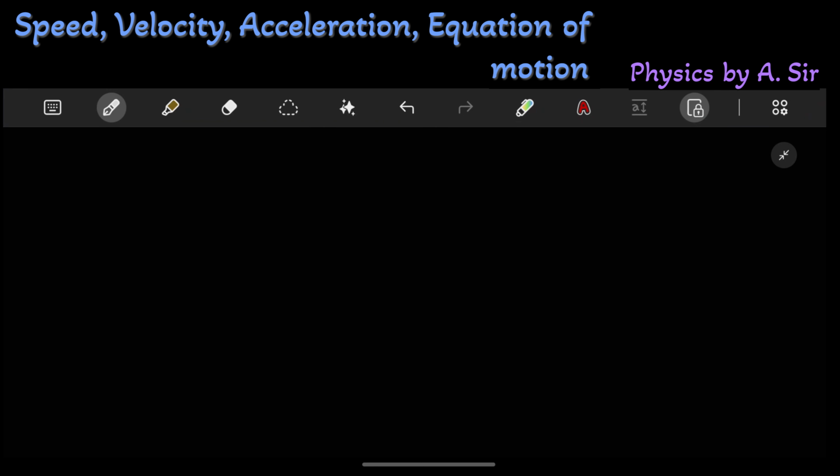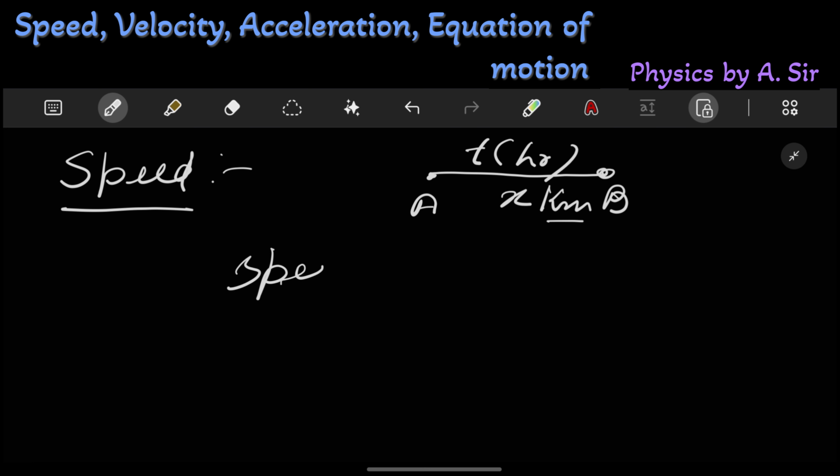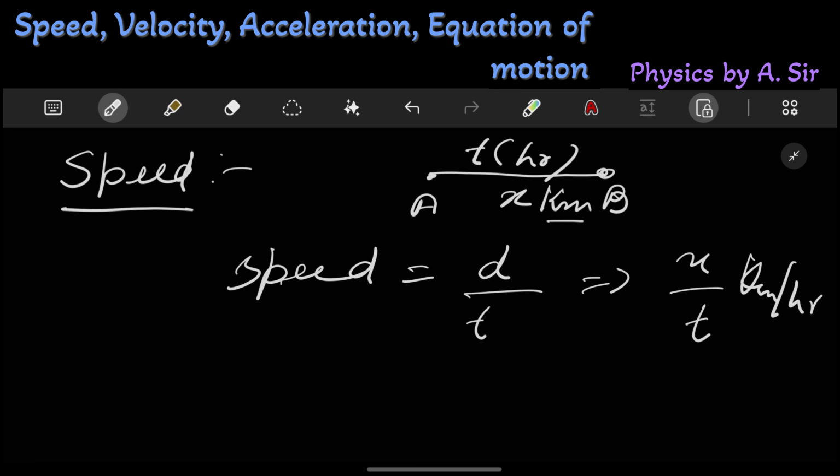So first one is speed. Most of you are familiar with this term. Speed is distance traveled per unit time. Let's say the distance from A to B is x, in some unit like kilometers, and the time taken is t hours. Then speed is distance upon time, so x upon t, in kilometers per hour. It is a scalar quantity and only has magnitude, no direction.